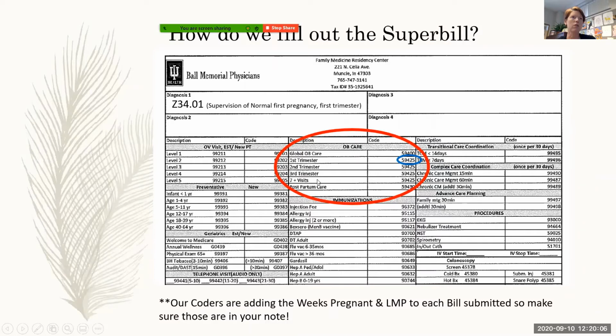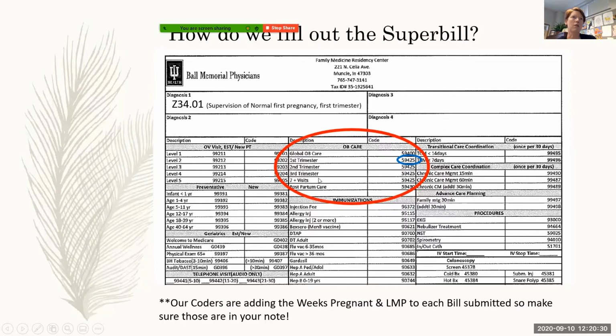So on our super bill, you can notice that I kind of put the code. This is like a normal first pregnancy, first trimester patient coming in. Maybe she's coming in for her 16-week visit. So she's in the first trimester, and actually she'd be in the second trimester. So this is the first trimester. Maybe this is not your new OB visit, but right after that, you would designate as a 59425.